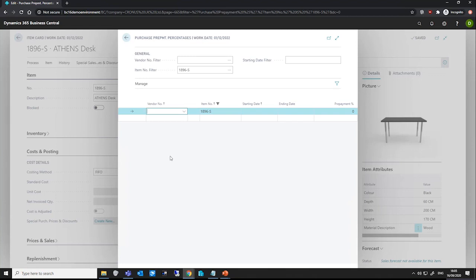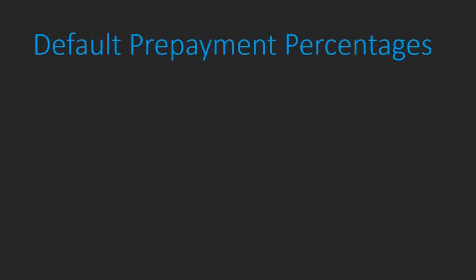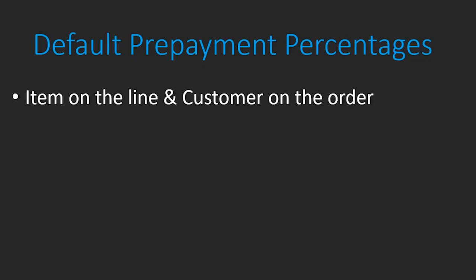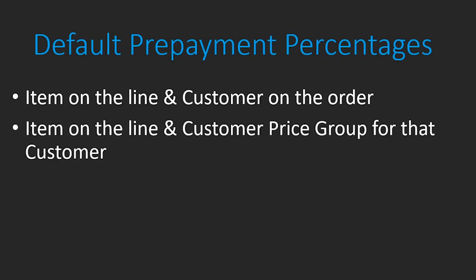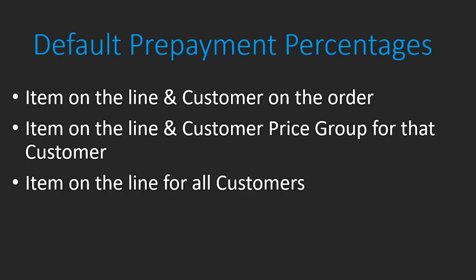When considering all the different ways in which we can apply a prepayment, it's important to note that Business Central will look for prepayment percentages in an order to determine which percentages should apply. Business Central will firstly use the prepayment setup for the combination of the item on the line and the customer on the order. If that combination is not available, the next one is the item on the line and the customer price group that the customer belongs to. Then the combination of the item on the line and all customers.